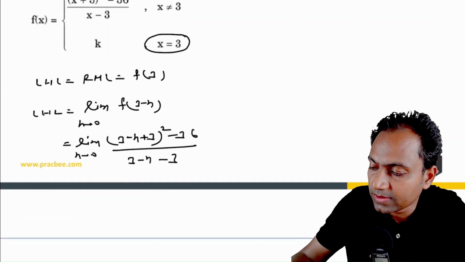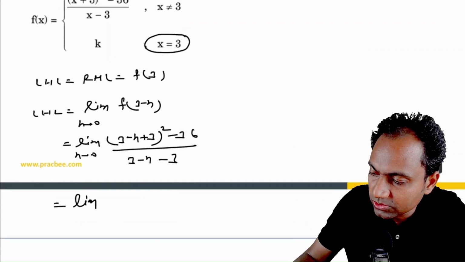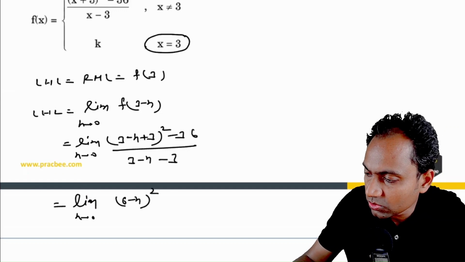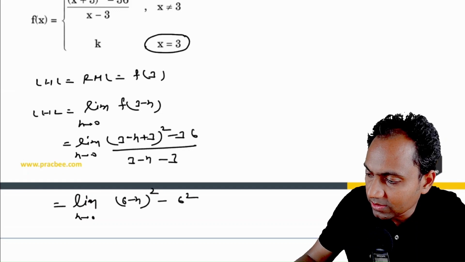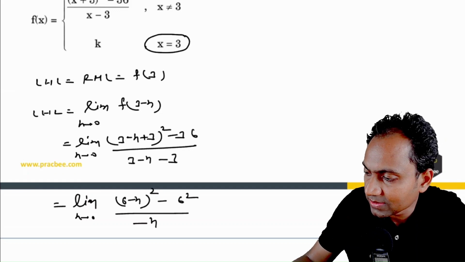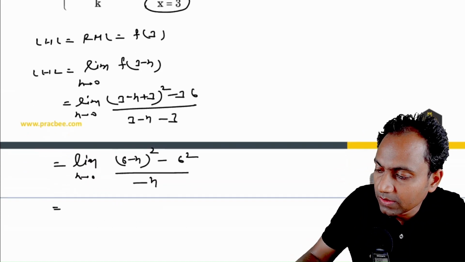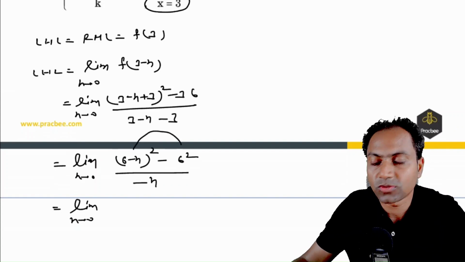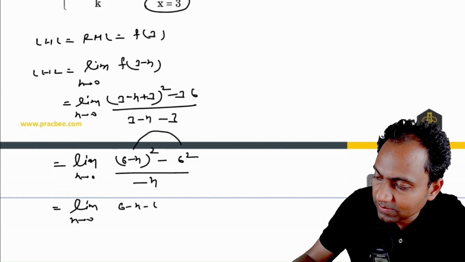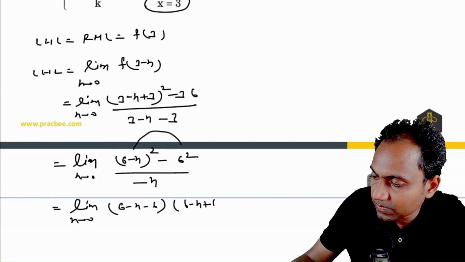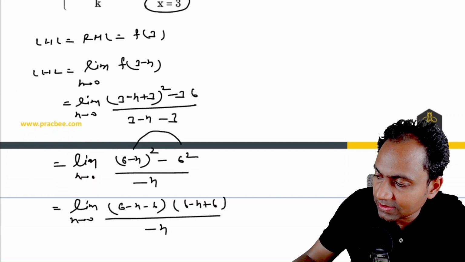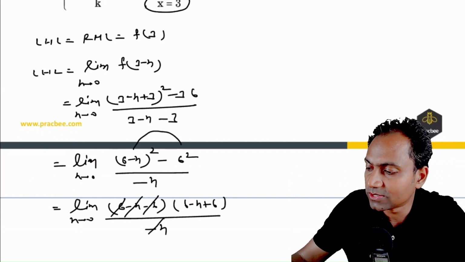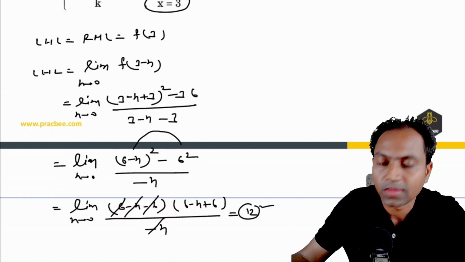Now if I solve this limit, I get limit h tends to 0, (6 minus h) whole square minus 36, which can again be written as 6 square, this will become nothing but minus h. And again, if I simplify this part, you can see that this becomes limit h tends to 0. I can apply the formula of a square minus b square. So a square minus b square is nothing but (6 minus h minus 6) and then (6 minus h plus 6) divided by minus h. 6 and minus 6 will get cancelled out. Minus h will also get cancelled out. And I will put the value of h as 0. And if I do so, this becomes 12. This is what we are getting.